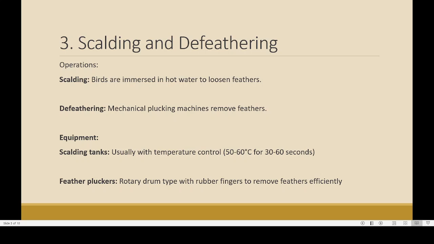Then scalding and defeathering. The birds are immersed in hot water. This you might have seen if you have gone to a chicken shop. They put the birds in hot water for some time so that the feathers become loose. Then mechanical plucking machines remove the feathers. Here they will be removing the skin, and that is how people do it here. Scalding tanks usually have temperature control of 50 to 60 degrees, mainly to remove the feathers. Then rotary drum type rubber fingers remove the feathers efficiently. This kind of defeathering equipment is available.